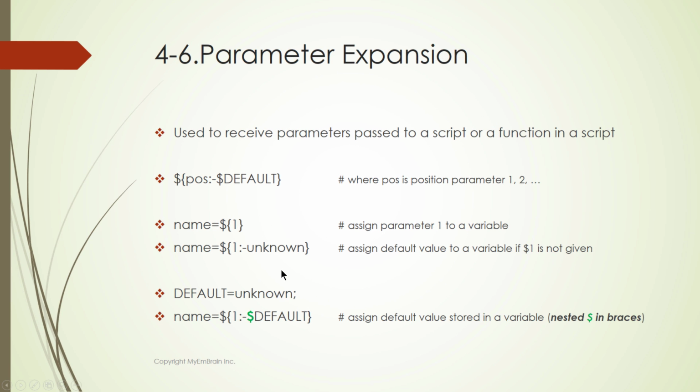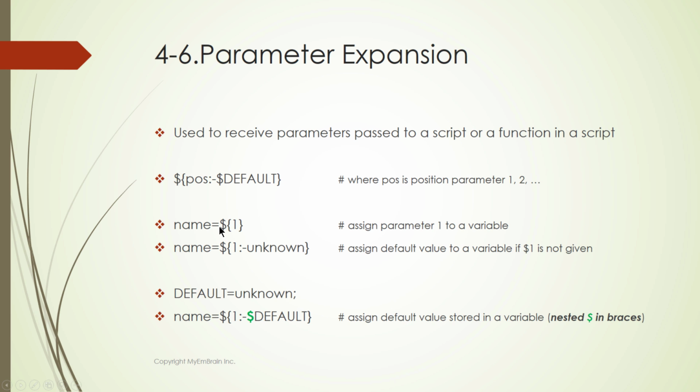Welcome to lecture 4-6, parameter expansion. Parameter expansion is used to receive parameters passed to a script or a function within a script. The usual format is the dollar, the brace, the position like 1, 2, 3, and then the colon, and then the dash, and the default, and close the brace. When the parameter is not provided, then the default value here will be used instead.